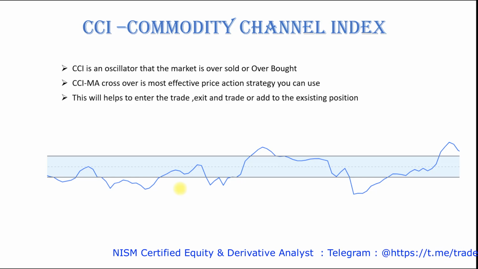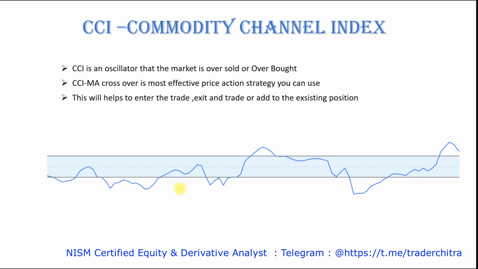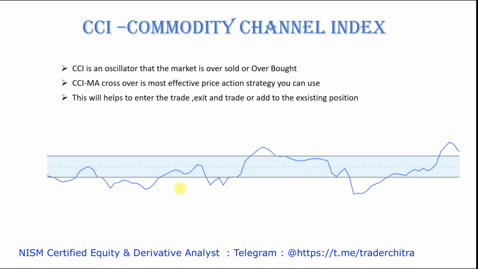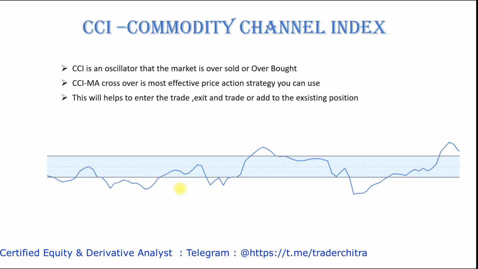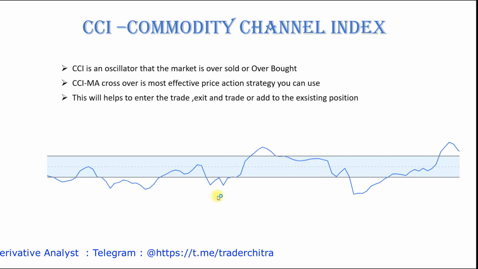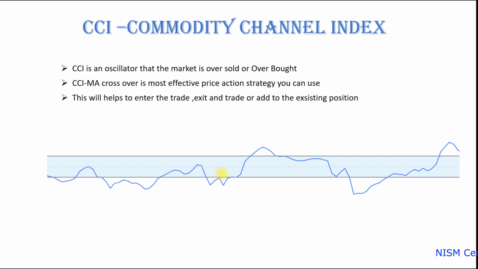If we use moving average crossovers alone, we will not be able to find the momentum in the market. Of course, it will help to identify the trend of the market. But in order to enter into the trade, we need to get a double confirmation. So the CCI crossover is a most effective price action strategy that you can use for your trading. This will help to enter the trade, exit the trade and add more to the existing position. So we will see how we can enter into the trade with the moving average crossover along with the CCI.